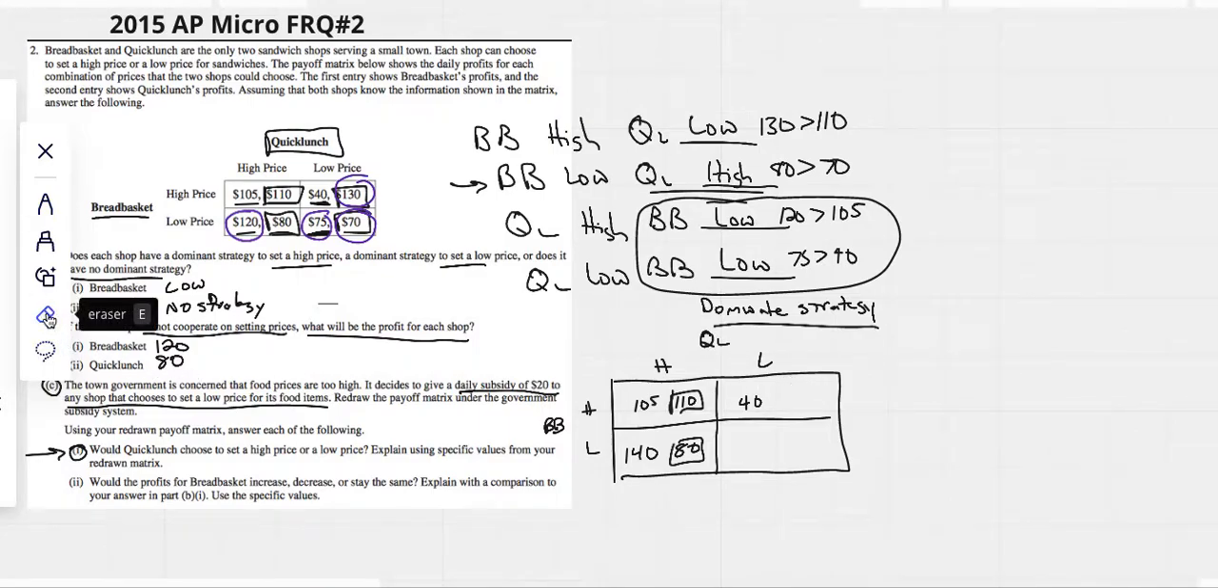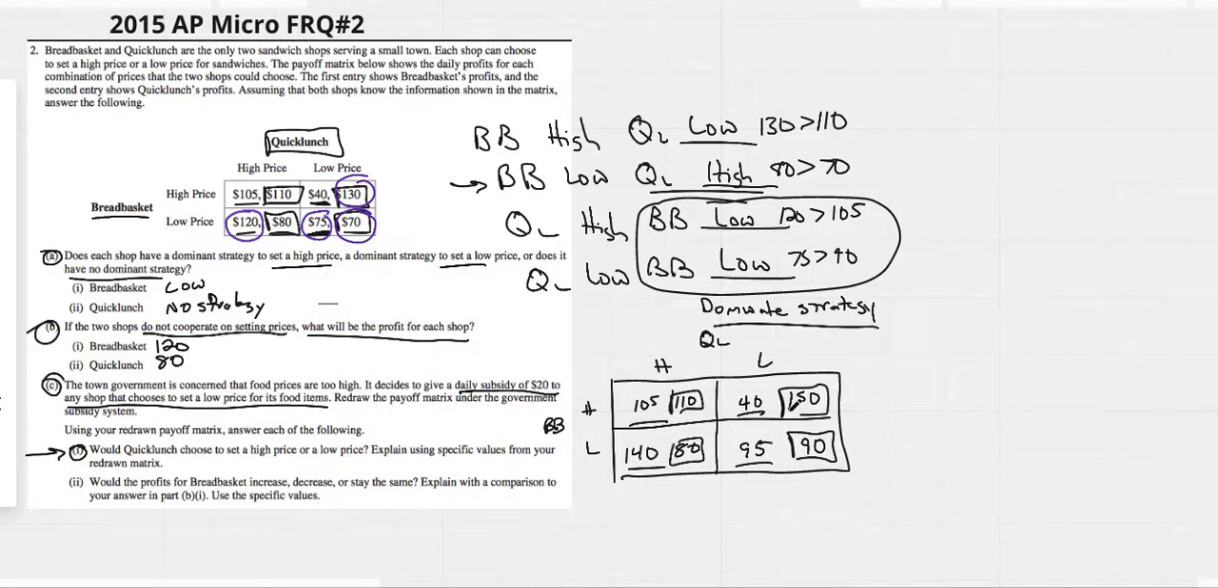Right, so there we go. This looks like this should be 150. I probably should have done these first. Let's say 90, 75, 85, 95. That is not a low price. That's 140. I think we've got them all right. All right. Square in the numbers again so we know who's Quick Lunch and who's Breadbasket.